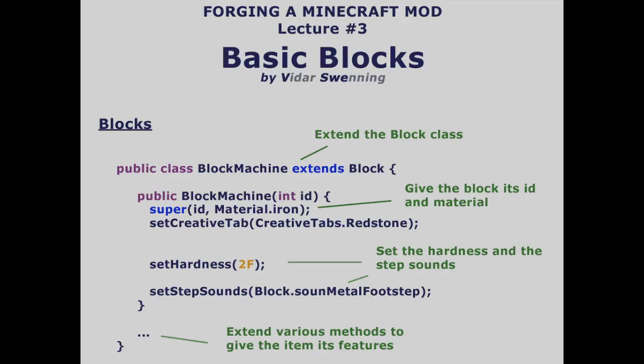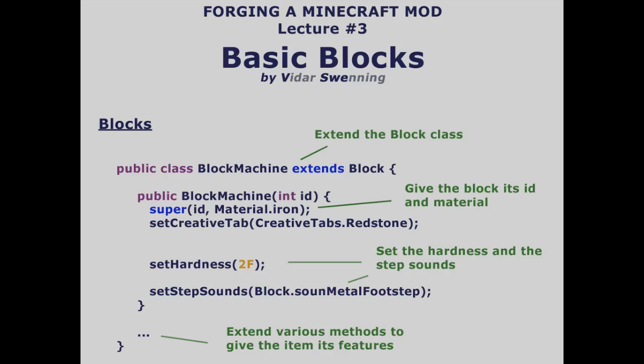Fair enough. We need an ID that we get from our config, but we also need to send along a material. Here I'm using Material.iron. If we wanted to, we could create our own material as well, and we could also have that material as a parameter in the BlockMachine, so we send that along. Here I'm just getting the ID and always defaulting to iron. We set the creative tabs, and we also set the hardness, how tricky it is to break, and the step sound, what sound it should give when we're moving on top of it.